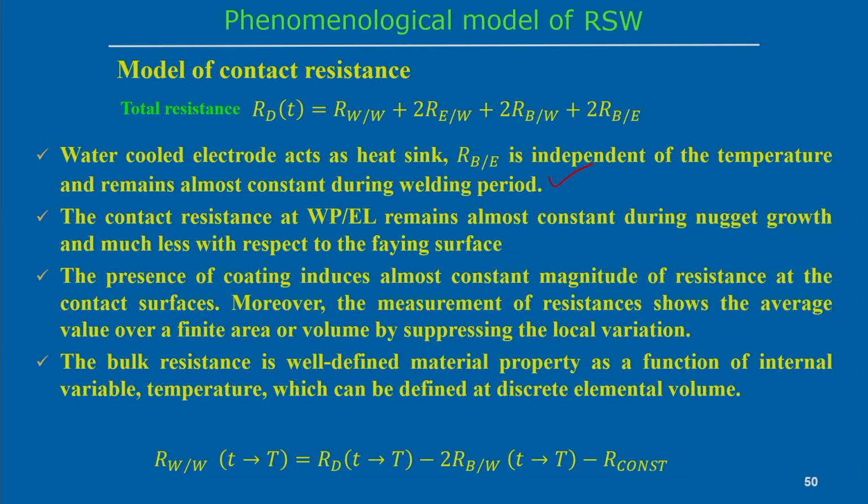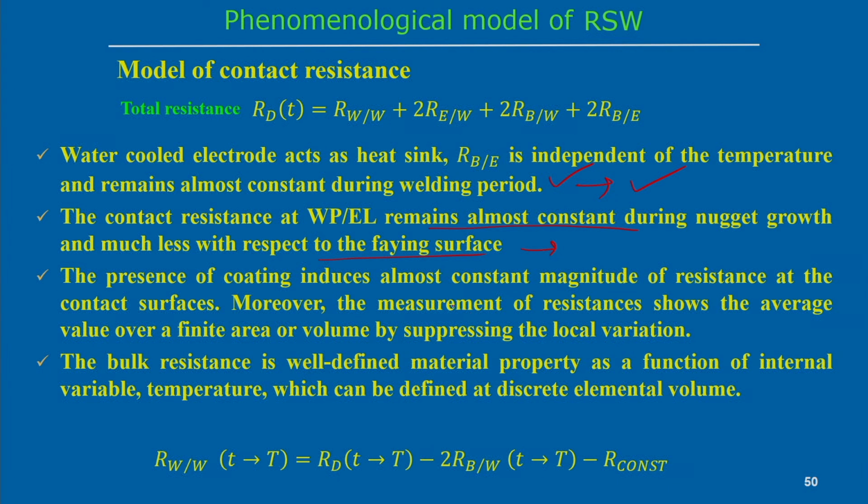First thing. Second thing is the contact resistance between the workpiece and the electrode remains almost constant during the nugget growth and is much less with respect to the faying surface. With respect to the faying surface, meaning between the workpiece and the workpiece, the contact resistance between the workpiece and electrode remains almost constant. So, some sort of value we can define. Here also we can define some value, because bulk resistivity is also defined as a function of temperature for a particular material, which is well defined in terms of the material property.